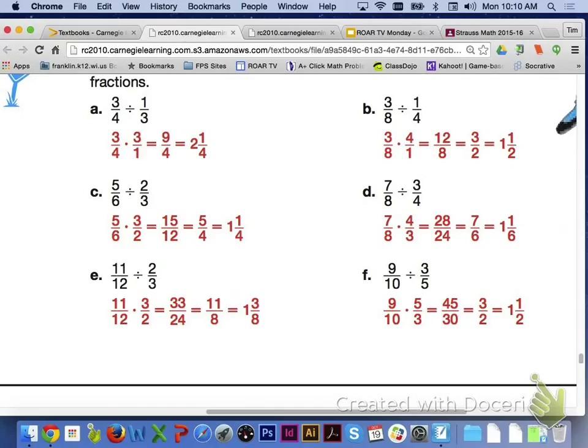For letter A, we should have 2 1/4. Letter B, 1 1/2. Letter C, 1 1/4. Letter D, 1 1/6. Letter E, 1 3/8. And letter F, 1 1/2.